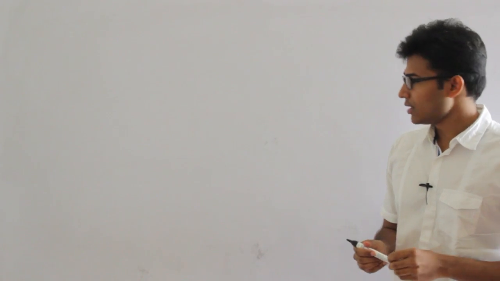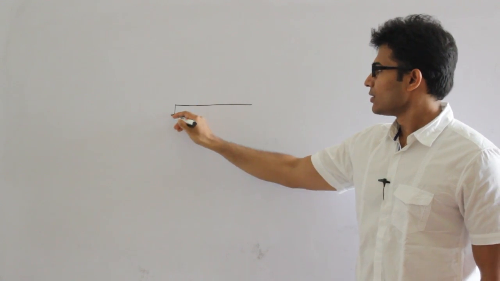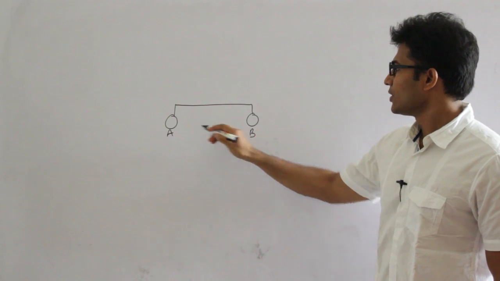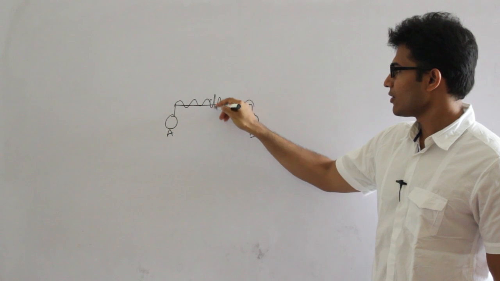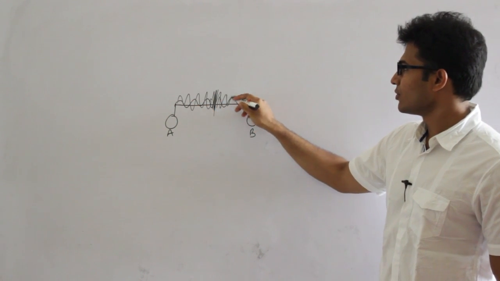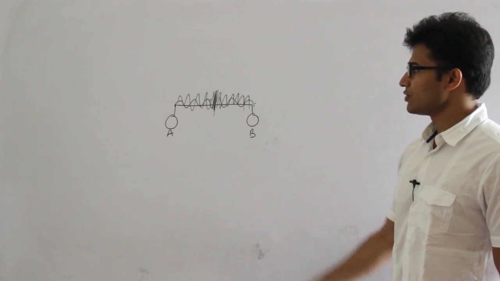Let's see the next algorithm. Say there is a station A and there is a station B, and both A and B are transmitting data, and now there is a collision, and because of the collision both A and B received the collision signal and they have seen it and they stopped.